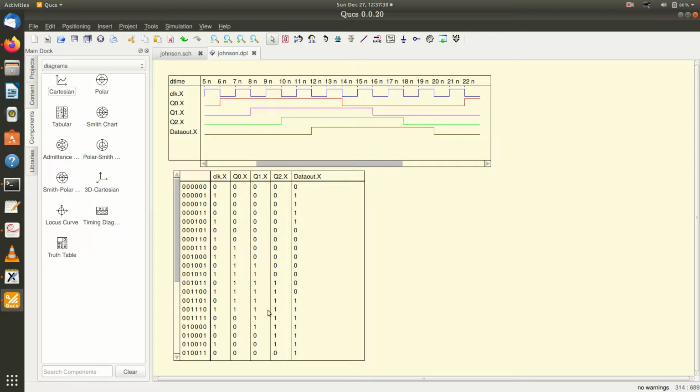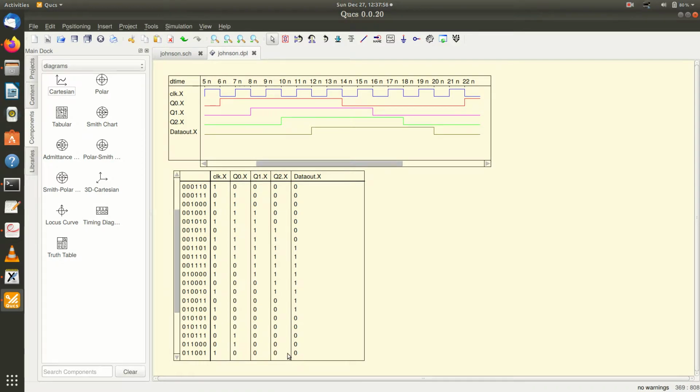The next count is a 1111. You can see that the last bit is a 1. Its complement is fed back to the input. So the next count becomes a 0111. Next is 0011. Next is 0001. Next becomes a 0000. So next will be 1000.